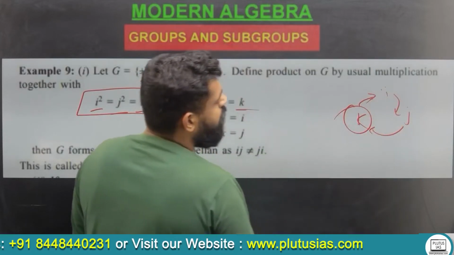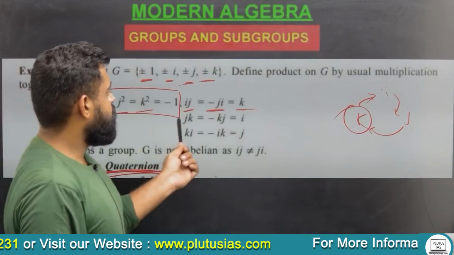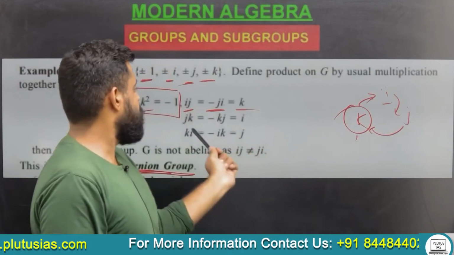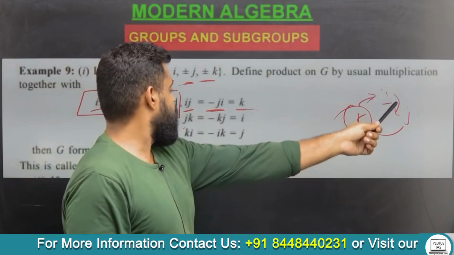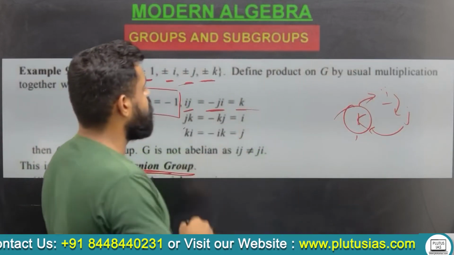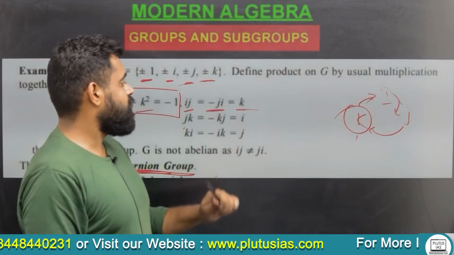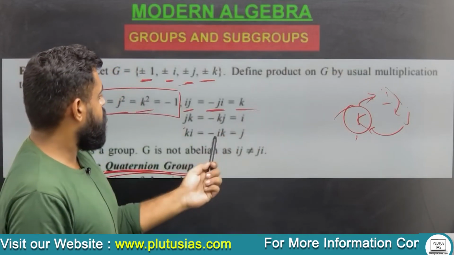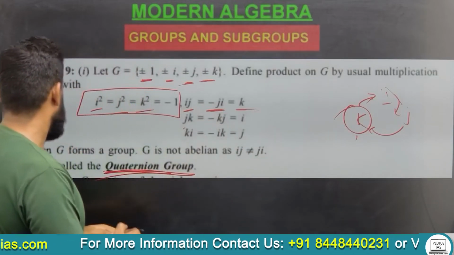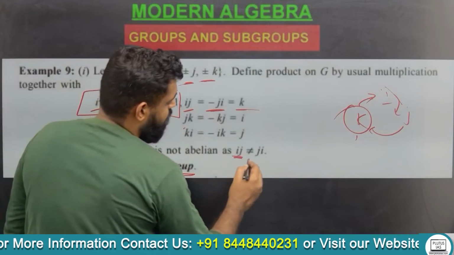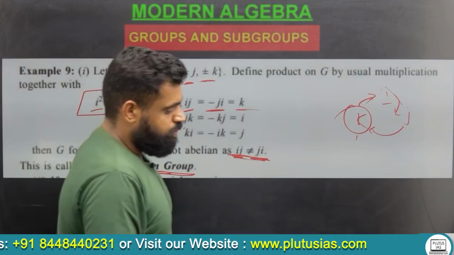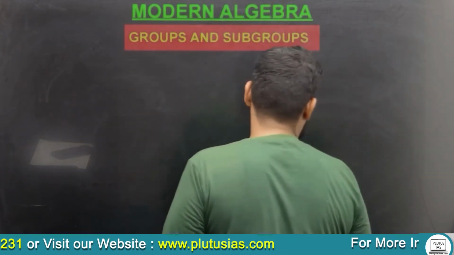So if we move in the clockwise direction, i multiplied by j we get k, j multiplied by k we get i, and k multiplied by i we get j. But if we go in the anti-clockwise direction, j into i we get minus k, i into k we get minus j, and k into j we get minus i. And clearly it is not abelian, as ij is not equal to ji. This is known as the quaternion group, a very important group.